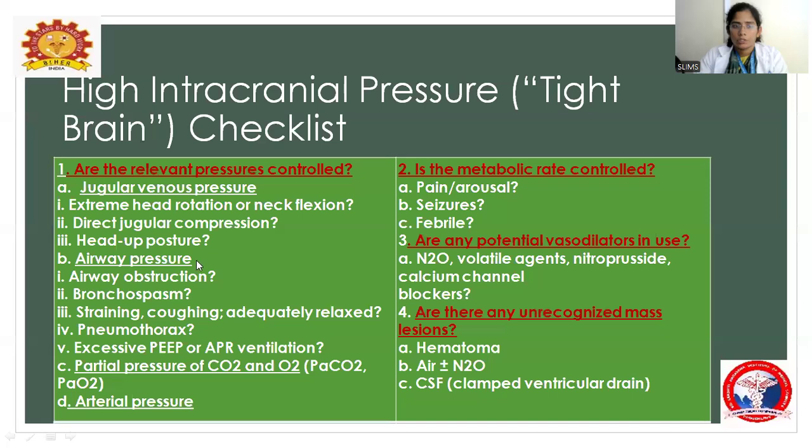second will be airway pressures. If there is any airway obstruction, bronchospasm, straining, coughing, pneumothorax, excessive PEEP or APR ventilation, and also check partial pressure of CO2 and O2. And final will be arterial pressure.